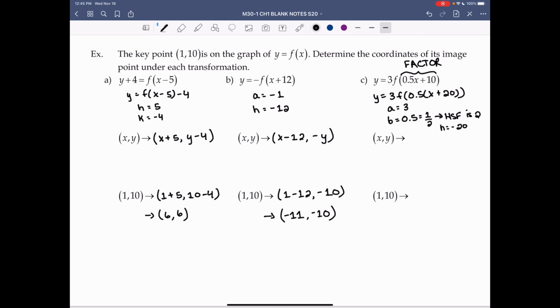So the point (x, y) would be mapped to (2x minus 20, 3y). Then the point (1, 10) becomes (2 times 1 minus 20, 3 times 10), which equals: 2 times 1 is 2, minus 20 is negative 18, and 3 times 10 is 30. So negative 18 and 30.